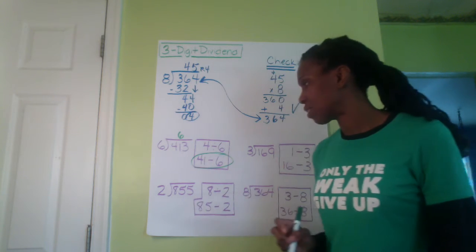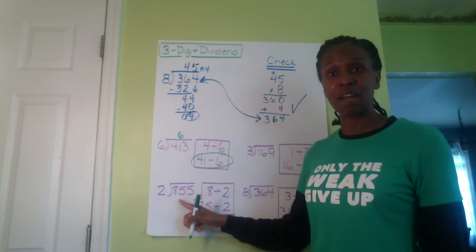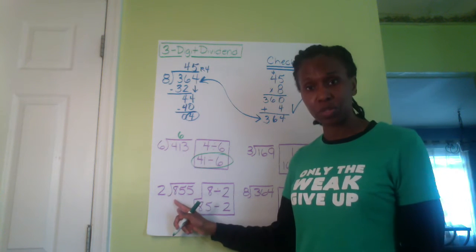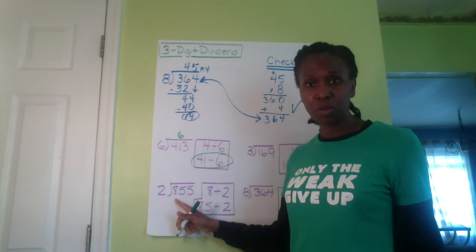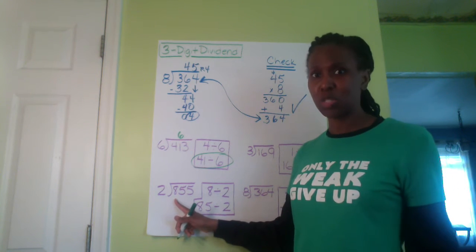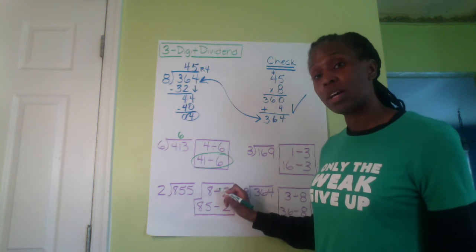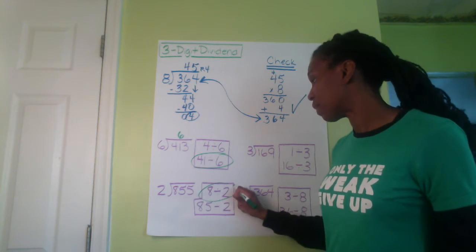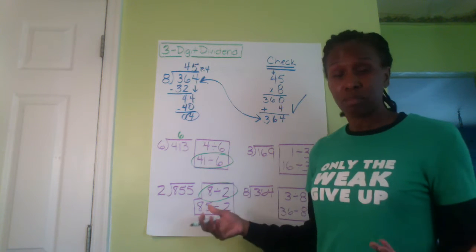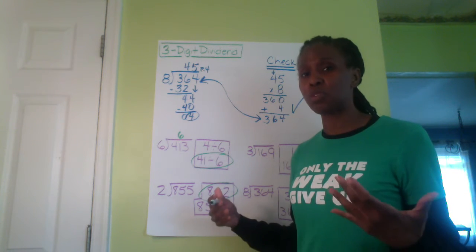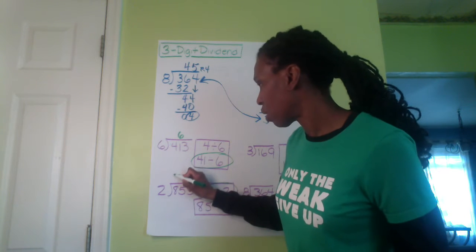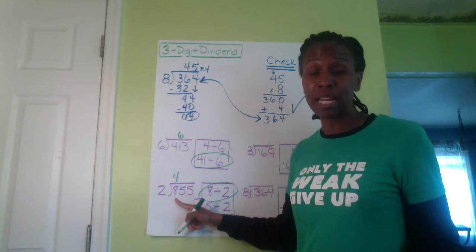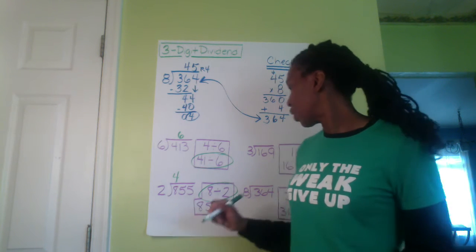Let's go ahead and go down to this one. I have 855 divided by 2. First step is to divide. Let's start with the first digit. I have 8. Can I take groups of 2 out of 8? Well, sure I can. So the equation that I'm going to use to divide is actually 8 divided by 2. 8 divided by 2 is equal to 4. I write the 4 right here above the 8 because that's the number that I was dividing into. Okay, let's go ahead and go to the next one.